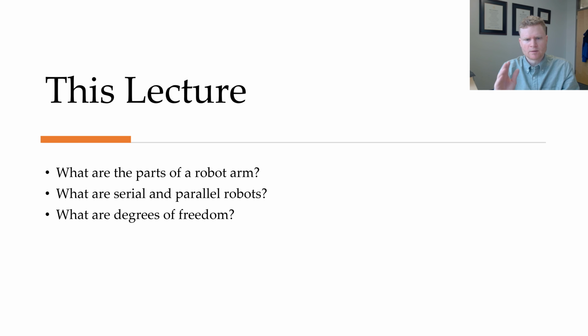Okay, so we've talked about the parts of a robot arm. We've mentioned the differences between serial and parallel robot arms. We've also covered this term, degrees of freedom. Before we move on, I would encourage you to practice your understanding of these concepts by doing the practice set. You can find it in the description or in the pinned comment.